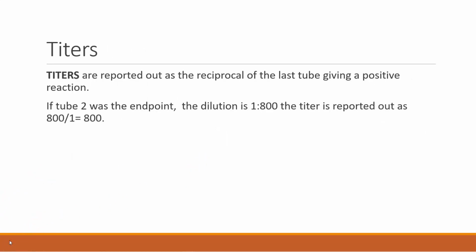And I want to emphasize again that titers are reported as the reciprocal of the last tube giving a positive reaction. If tube 2 was the endpoint, the dilution is 1 to 800. The titer is reported out as 800 over 1. Break that down as 800. So again, the dilution is 1 to 800, but the titer is 800.